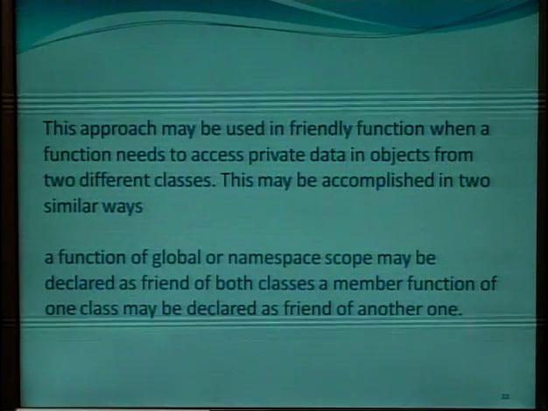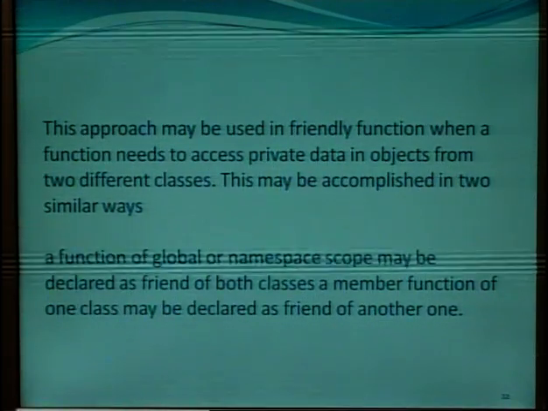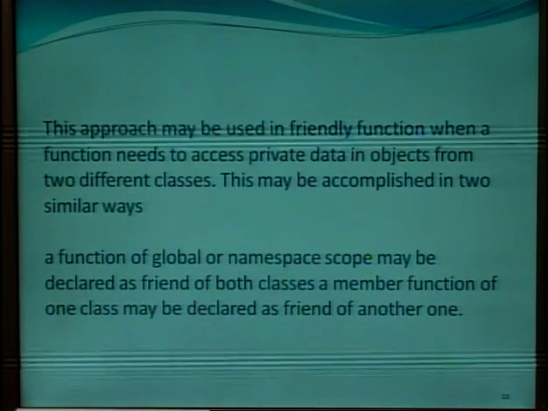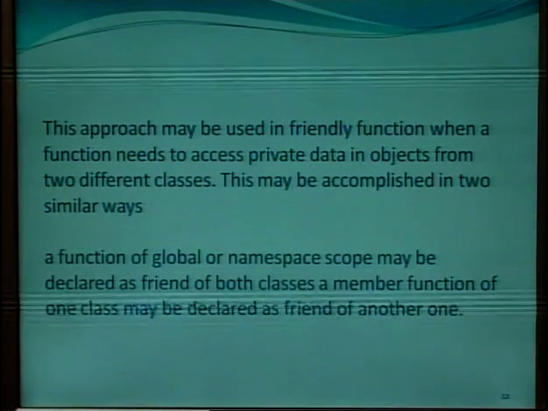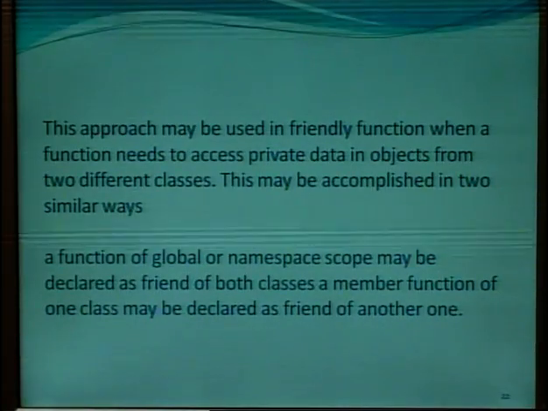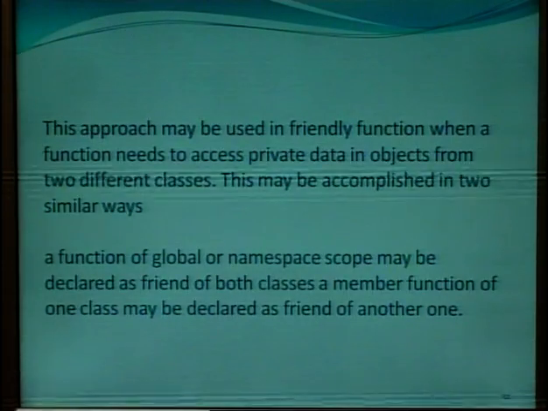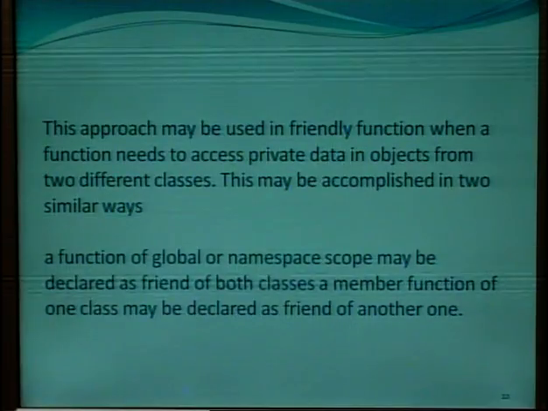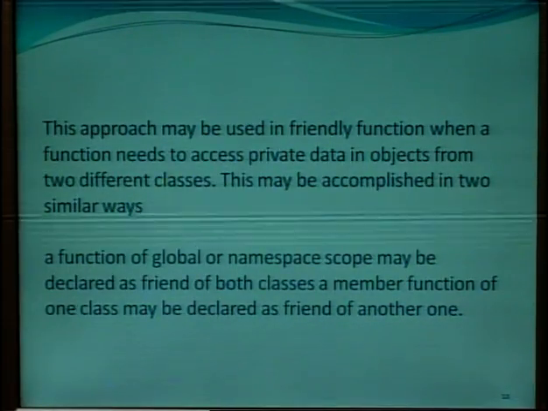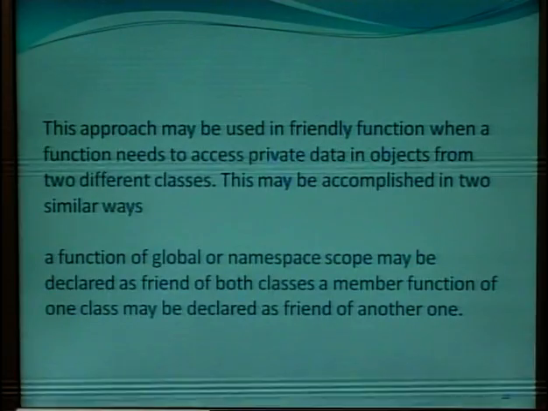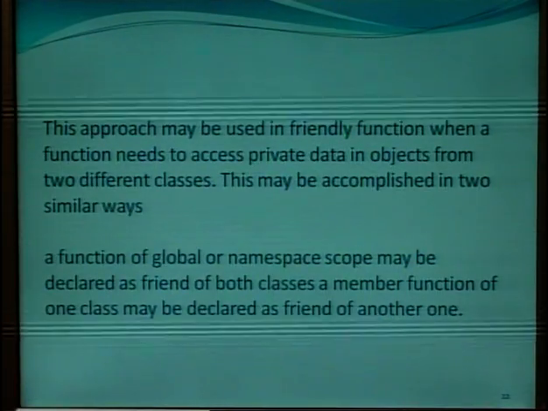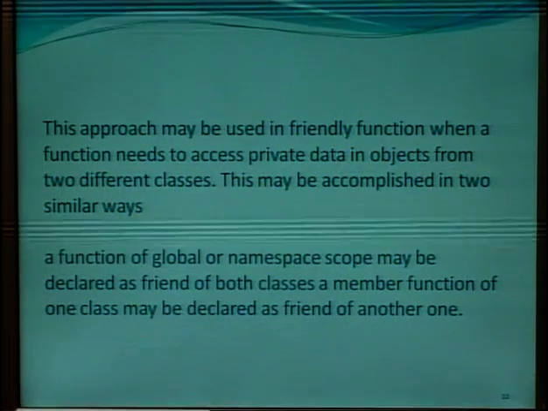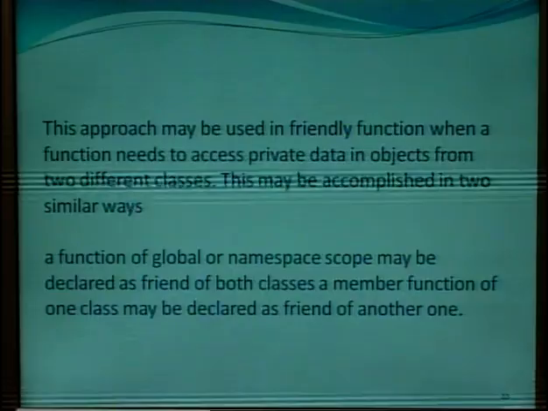A function may need to access private data in the objects of two different classes. This can be done in two similar ways. A function of global or namespace scope may be declared as a friend of both classes. Or a member function of one class may be declared as a friend of the other class. So the function is a friend of both classes, or of the first class and maybe the second also.